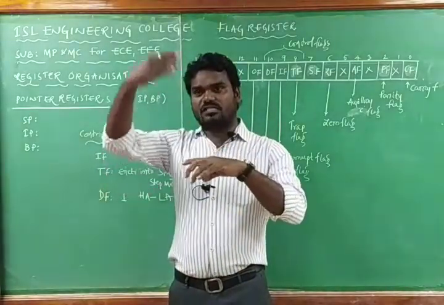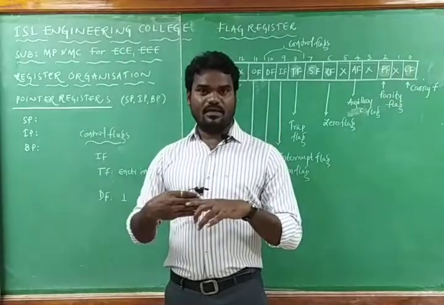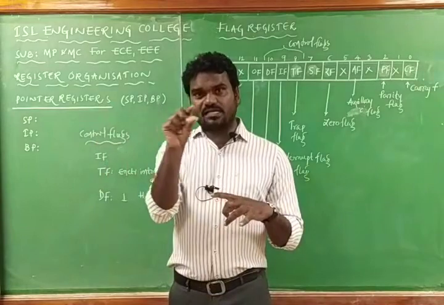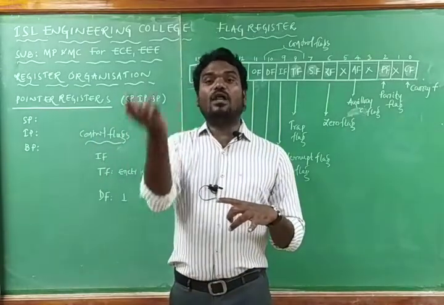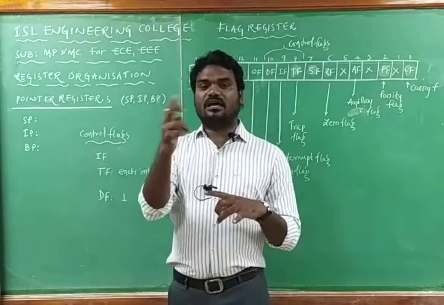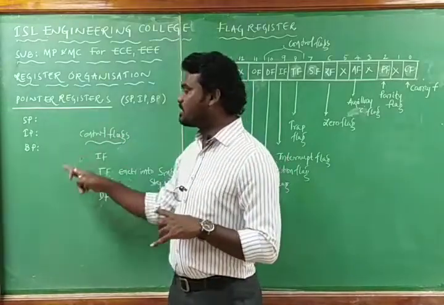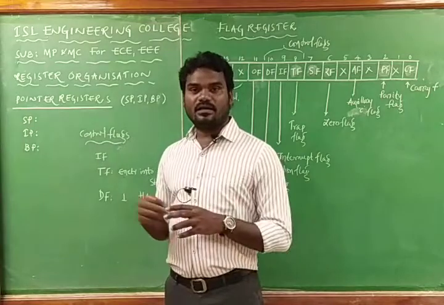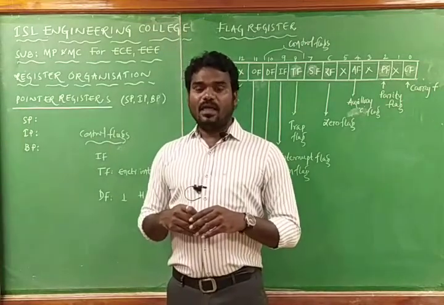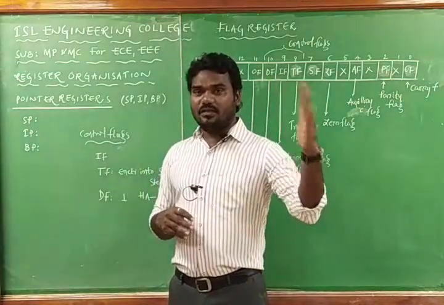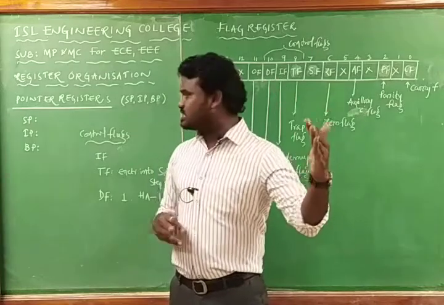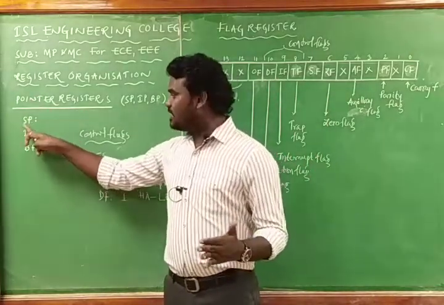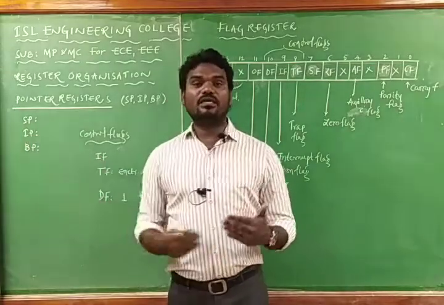We have 4 segments in the 1 megabyte of memory. One of them is the stack segment, and the starting address of that stack segment will be stored. The offset address of that stack segment will be stored in the stack pointer register. So in the stack segment register we have the segment address, and the stack pointer holds the offset address.